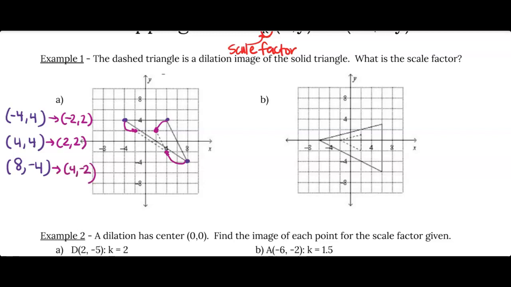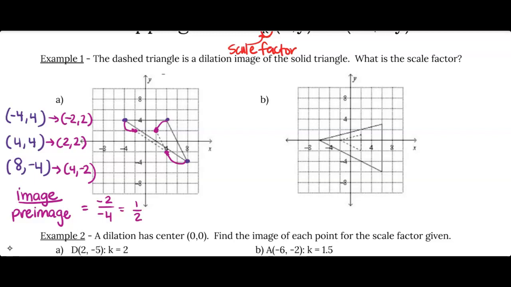The scale factor has to be the same. So all you're going to do is do the image divided by the pre-image. So wherever you end up divided by where you started. You can see that the solid triangle is bigger than the dashed triangle, so it's getting smaller. So we do -2 divided by -4 and simplify to be 1/2. Then just check to make sure it worked for all the rest of the points.